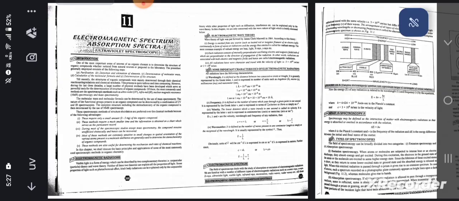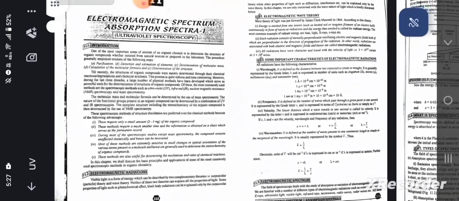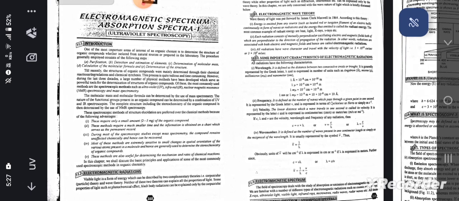One of the most important areas of interest of an organic chemist is to determine the structure of organic compounds, whether isolated from natural sources or prepared in the laboratory. The procedure generally employed consists of the following steps: A. Purification. B. Detection and estimation of elements. C. Determination of molecular mass. D. Calculation of the molecular formula. And E. Determination of the structure.